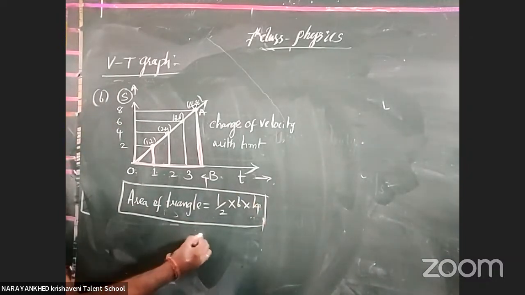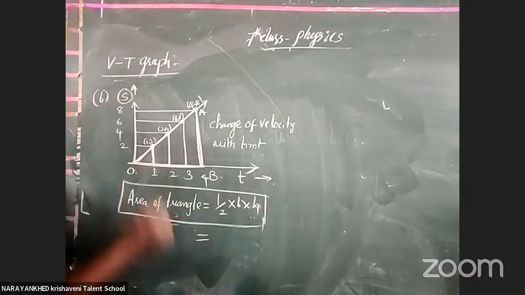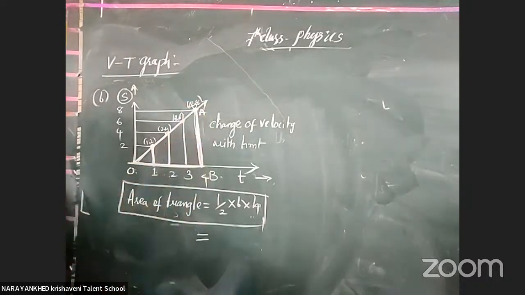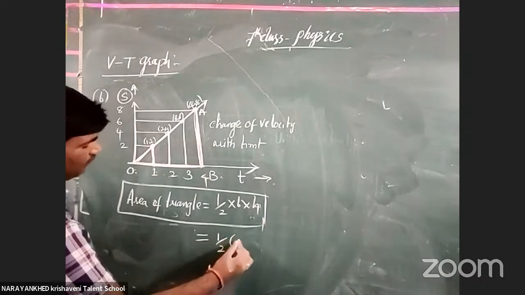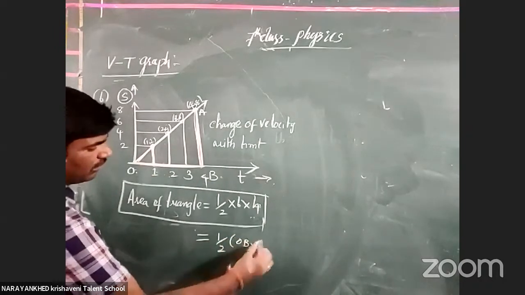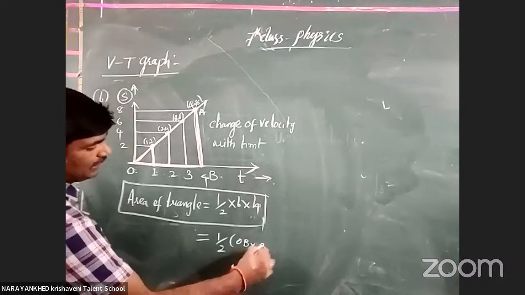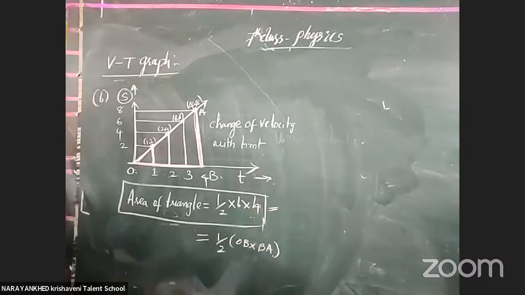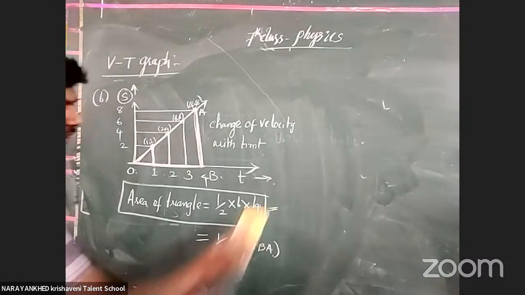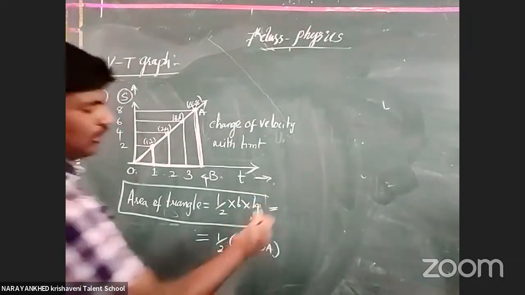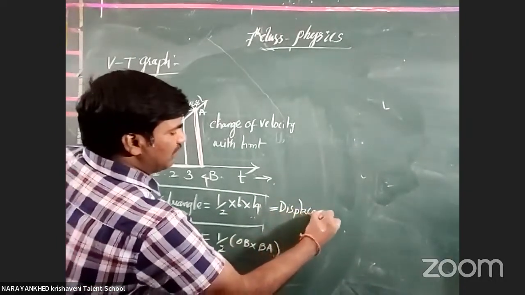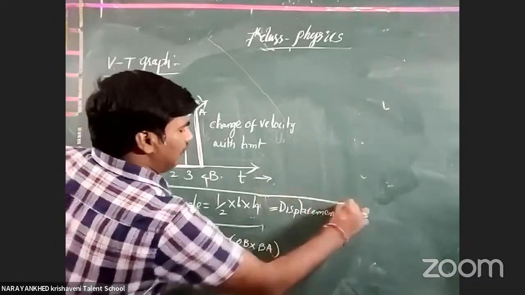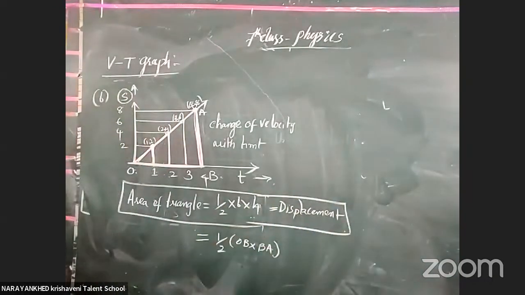Here, the base is OB and the height is BA. Got it or not? Half into OB into BA is equal to the displacement made by the body. From here also you get the displacement in this way. The displacement made by the body is given.